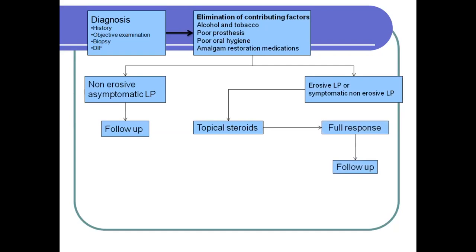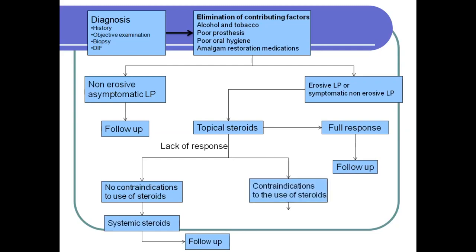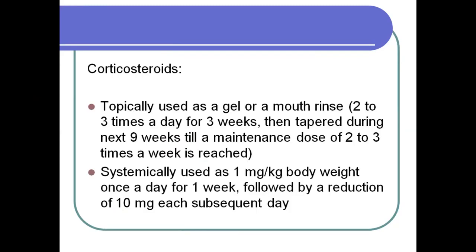If they have a full response, we just keep the steroids in the regimen and follow up. If there is no response, we need to think of systemic steroids and do follow-up, provided that there is no contraindication to steroids. If there is a contraindication to steroids, we need to think of topical cyclosporine or tacrolimus. So this is the treatment regimen for oral lichen planus.